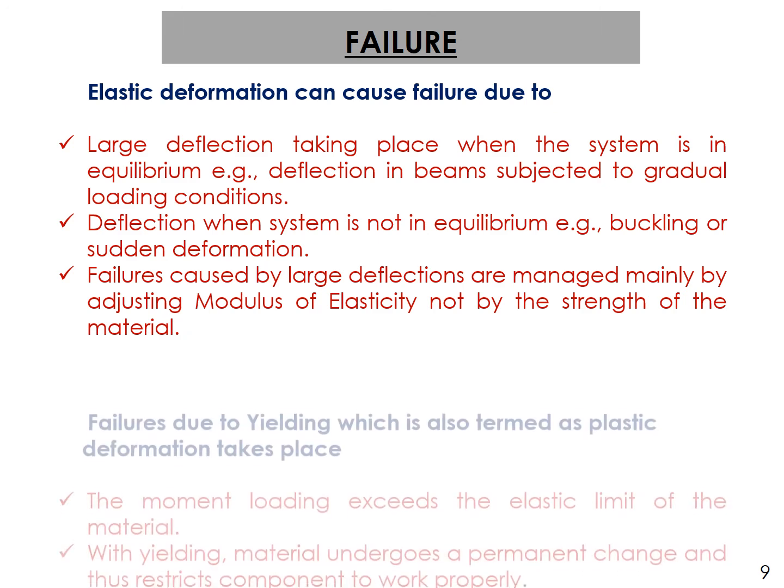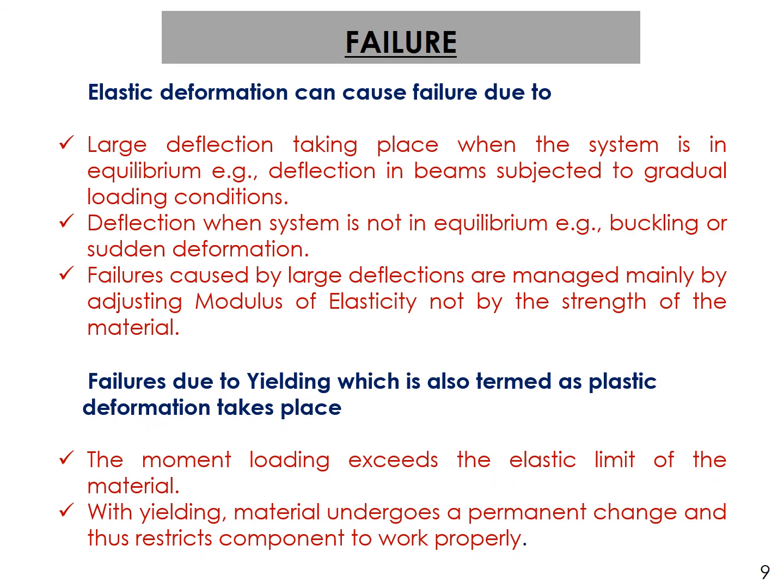Secondly, failure due to yielding. Yielding, as we have seen in the stress strain diagram, is a sort of plastic deformation. The plastic deformation takes place, as is obvious, when the applied load exceeds the elastic limit of the material. The failure will take place. With yielding, the material undergoes a permanent change and thus restricts the component from working properly.